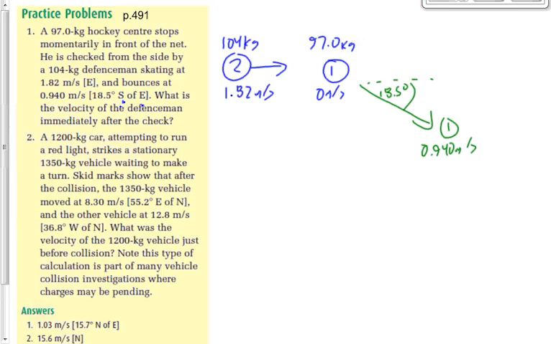Where's he going to go, Zach? Yeah, like up here, right? Object number 2 is going to go up here. Tyler, does that make sense? Okay, and that's what we want to find, his velocity. All right.